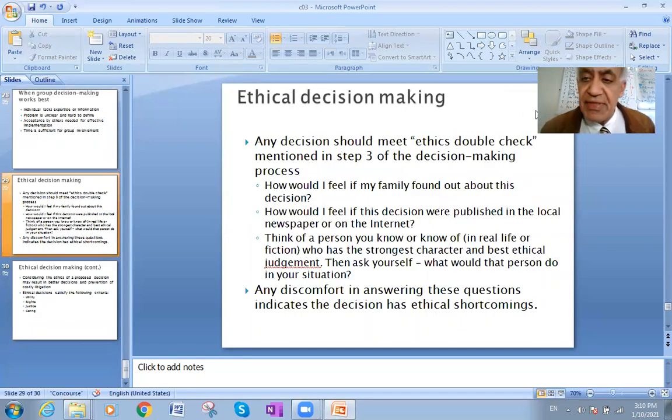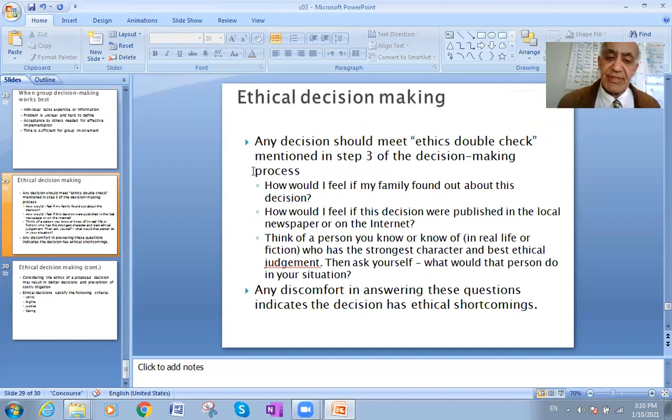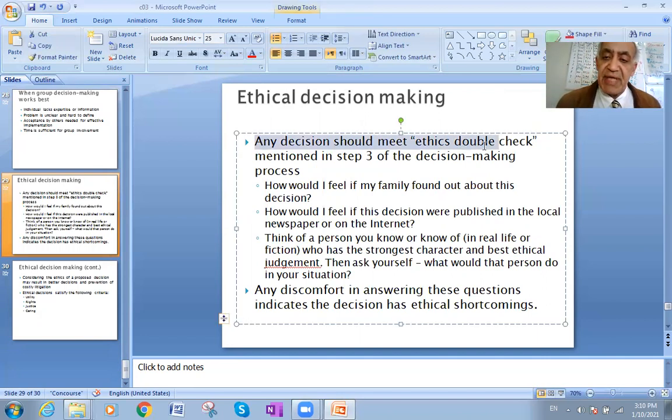The ethical decision making, actually, we talked about it. Any decision should meet the ethics double check, which we said in process three. How would I feel if my family found out about this decision? Okay. And also, any discomfort in answering these questions indicates that the decision has an ethical shortcoming. Like when you see something you are not familiar with, you are not approving so much, that means it does not go with the ethical standards which are inside you.